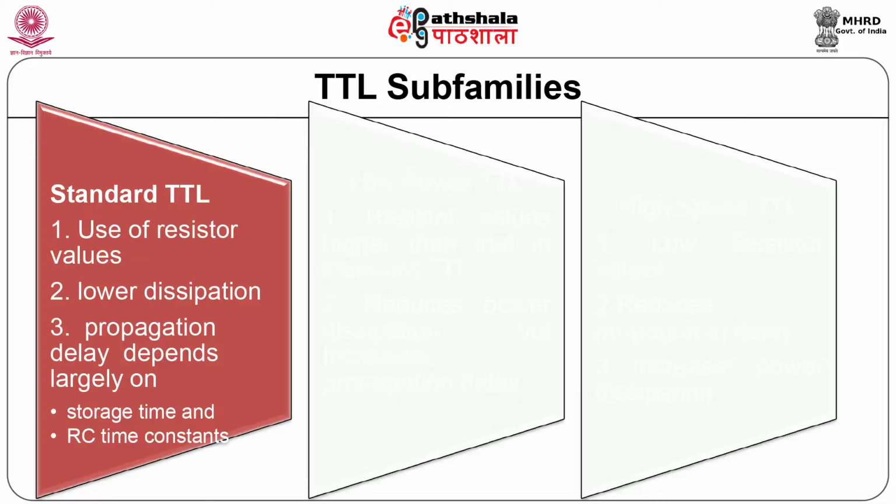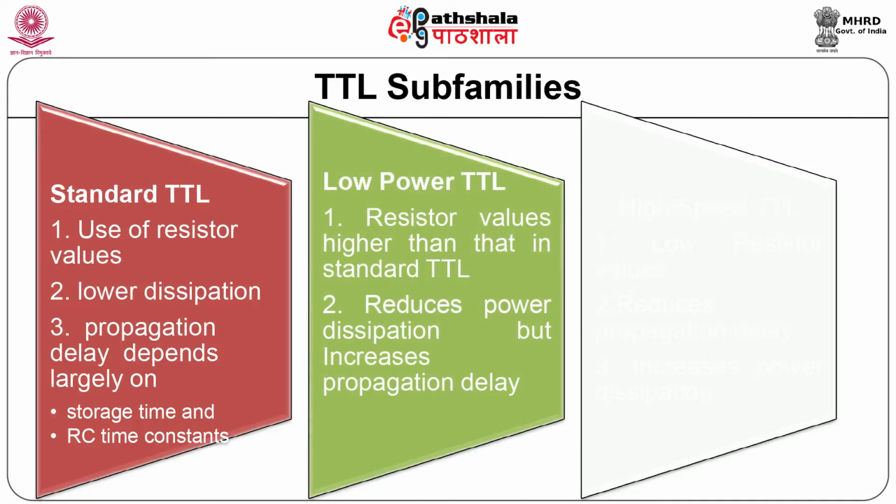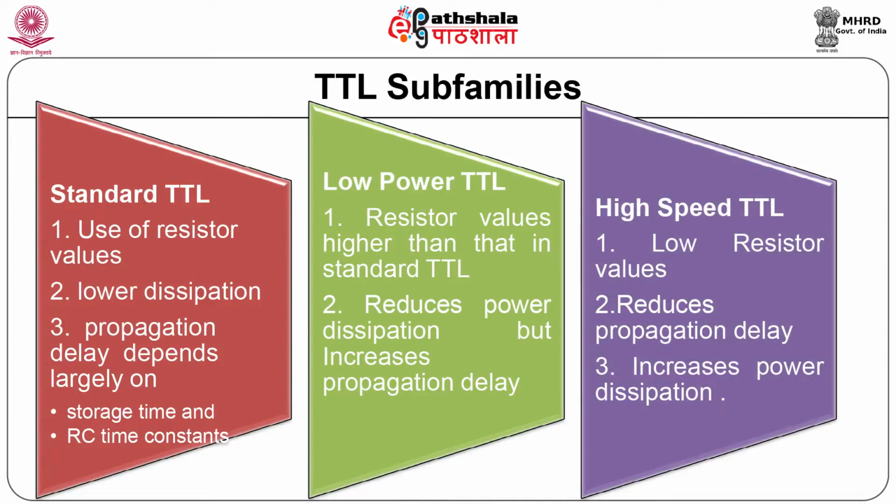Consider standard TTL. It uses resistors, has lower power dissipation, and propagation delay largely depends on the storage time and the RC time constant. In low power TTL, resistor values used are generally higher than that used in the standard TTL. It reduces the power dissipation but increases the propagation delay. In high speed TTL, low resistor values are used. This reduces the propagation delay but increases the power dissipation.